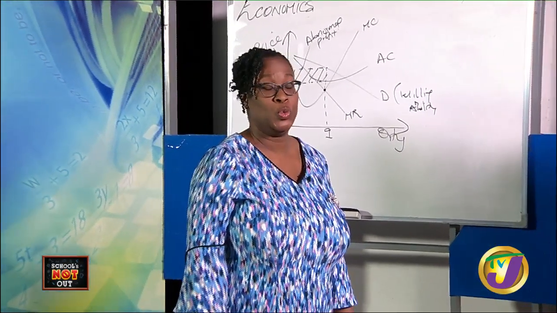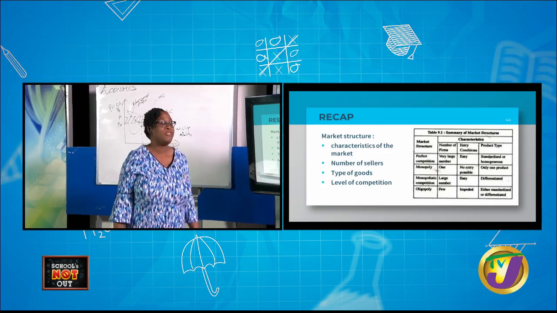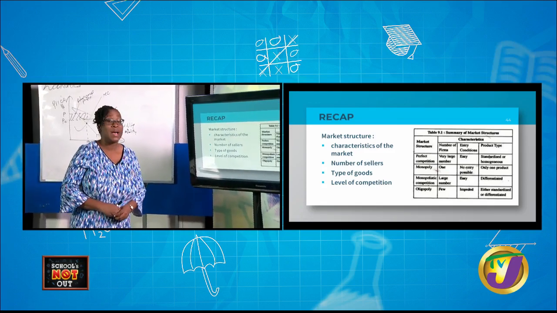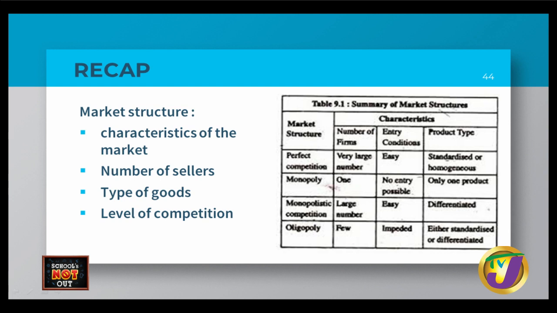So let's just review our definition of market structure. Market structure is looking at the characteristics of the market: the number of sellers, the type of goods, and the level of competition. We also established that there are 4 main types of market structures. Do you remember? Yes, they are perfect competition, monopolistic competition, monopoly, and oligopoly market structure.